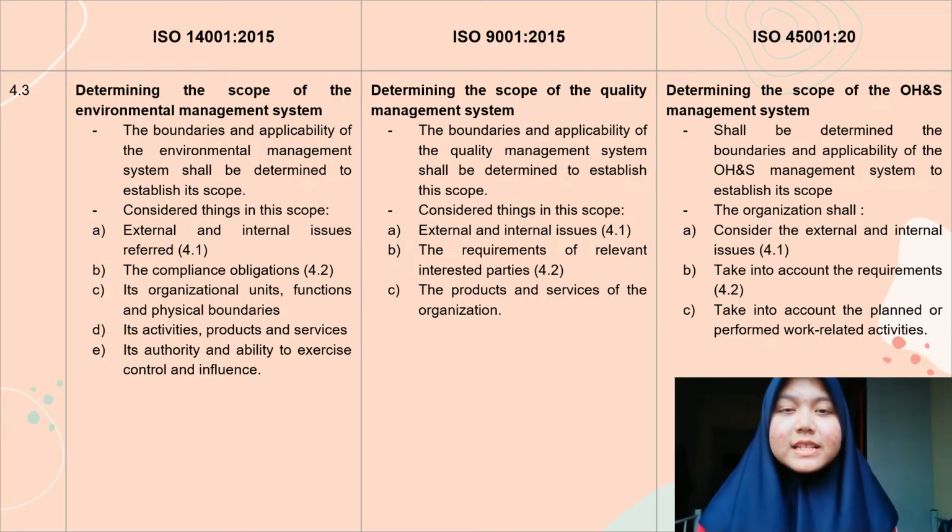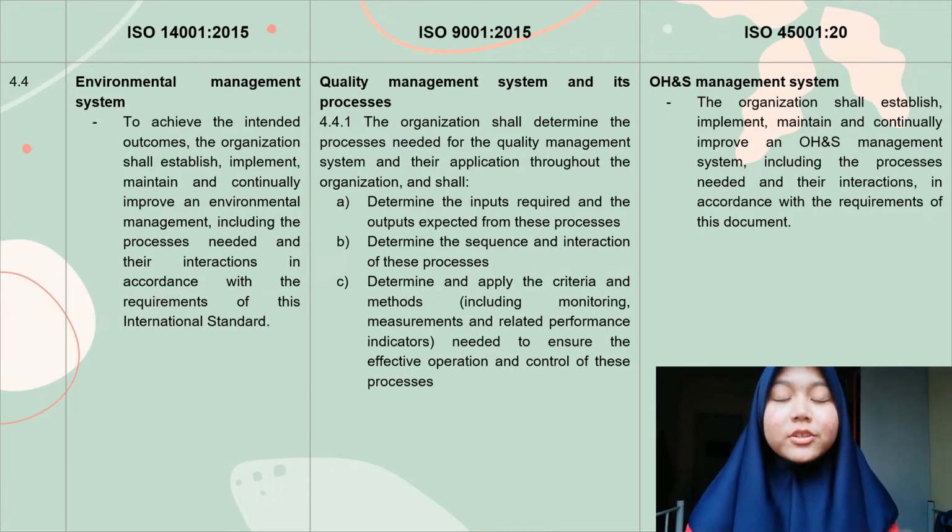The next subclause is about determining the scope of this ISO. The organization shall determine the boundaries and applicability of this ISO to establish these scopes. There are also several things that need to be considered, such as external and internal issues, its authority and ability to exercise control and influence, the requirements of relevant interested parties, and taking into account the planned or performed work-related activities.